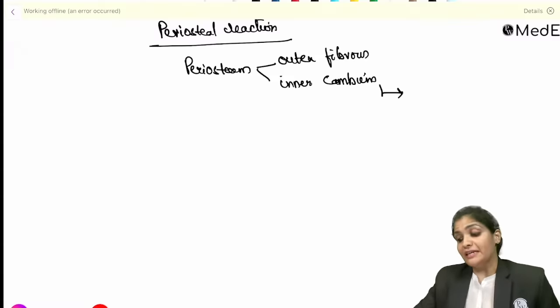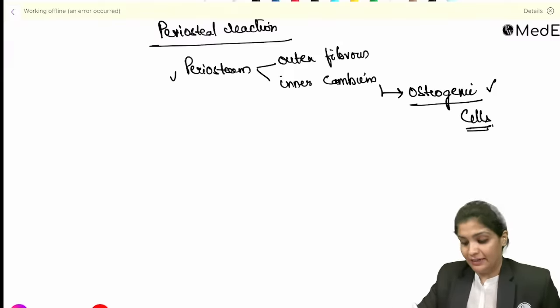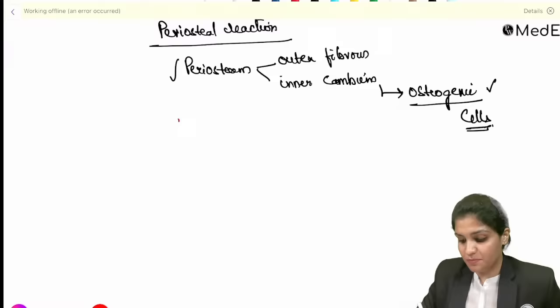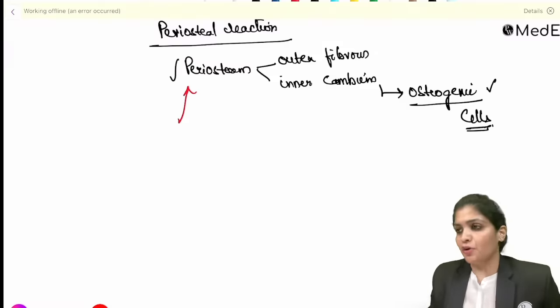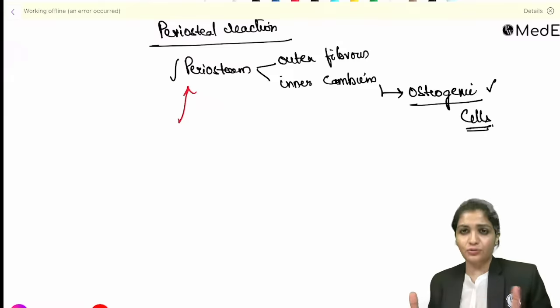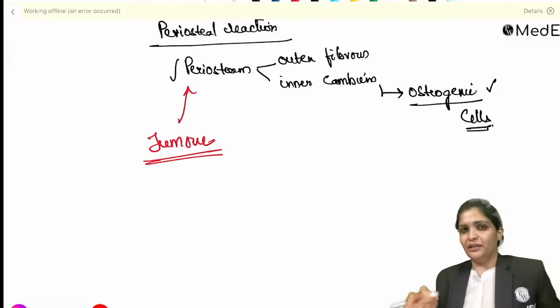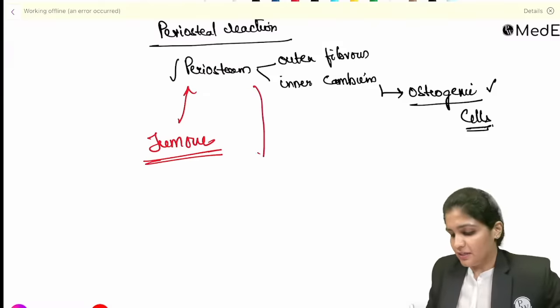What is important for us is the inner cambium layer, because it is osteogenic. It consists of osteoprogenitor cells. So whenever this periosteum is irritated, something is causing irritation to this periosteum, it will result in formation of bone, because it consists of progenitor cells. That is what it is meant for. So when a tumor comes and irritates the periosteum, it results in a reaction that is called periosteal reaction.